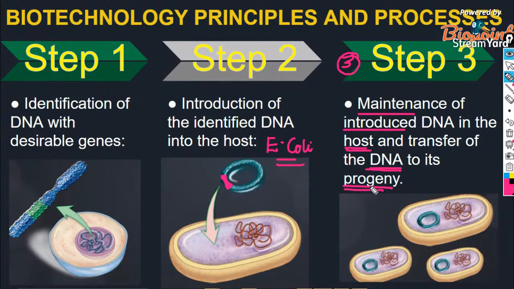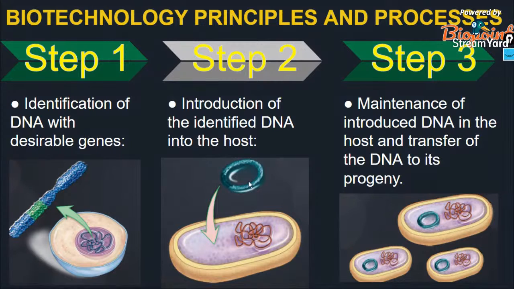Is it clear? So what are the three main steps involved in the process of biotechnology? First, we have to identify the DNA with the desirable gene. Second, introduction of the identified DNA into the host cell. Step number 3, maintenance of the introduced DNA in the host and transfer into the progeny. Clear? Let's move on with the next slide.